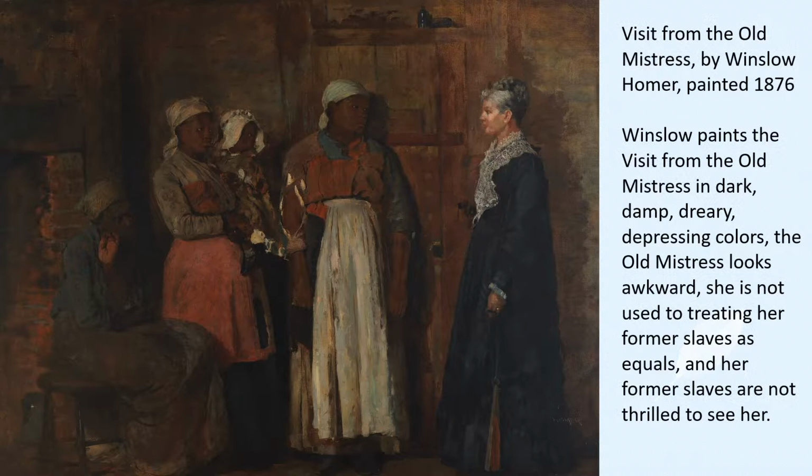Winslow Homer paints the visit from the old mistress to her slaves in dark, damp, dreary, depressing colors. The old mistress looks awkward. Maybe she's not used to treating her former slaves as equals, and her former slaves don't appear to be thrilled to see her.